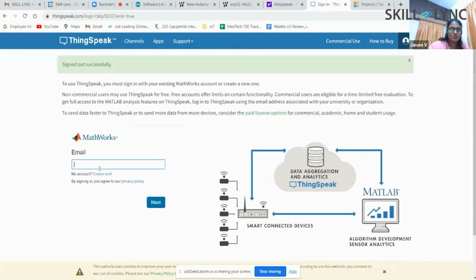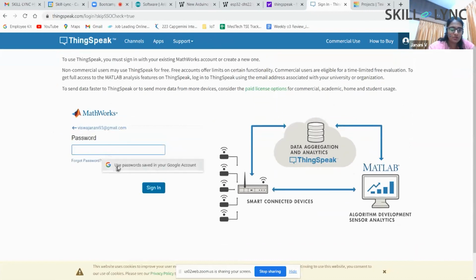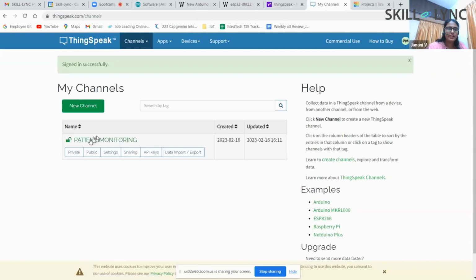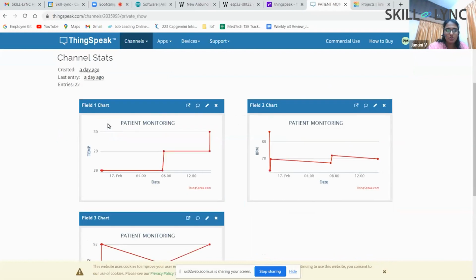So it will be like this. You just give your mail ID, then your password. So I had created patient monitoring. See where you could see the graph.